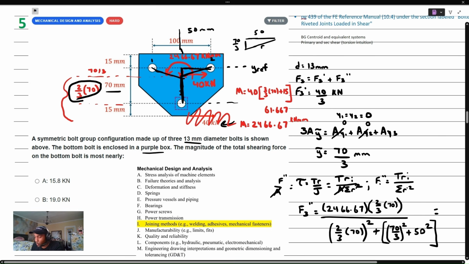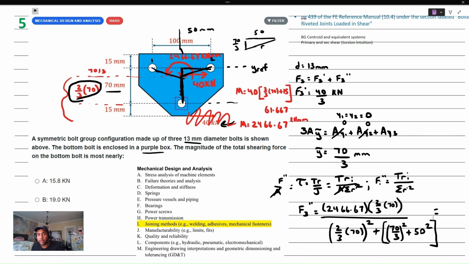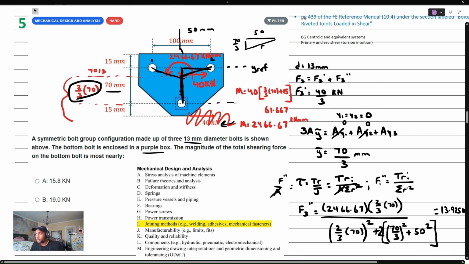So we accounted for one of the distances there, but remember that that distance is going to be equivalent for bolt 2 and bolt 1. So I'm going to double this distance over here. Now I'm going to plug into that calculation and let's see what we end up getting for the secondary shear contribution. All right, so I end up getting 13.925 kilonewtons. Okay, so we understand that our secondary shear is 13.925 kilonewtons.